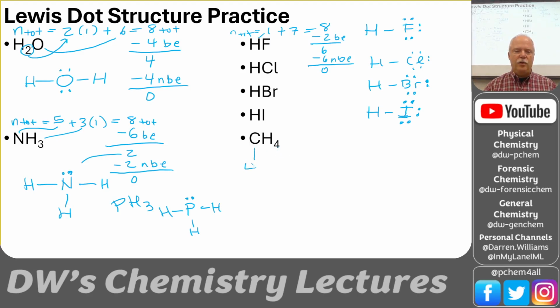So the carbon has 4 valence electrons, plus 4 times 1 for the hydrogens. Okay, so we end up with 8 total. So we put that carbon in the middle and we put 4 bonds around it, and there's 2 electrons for each. So that's minus 8 bonding electrons. And so we're down to 0, so we're done.